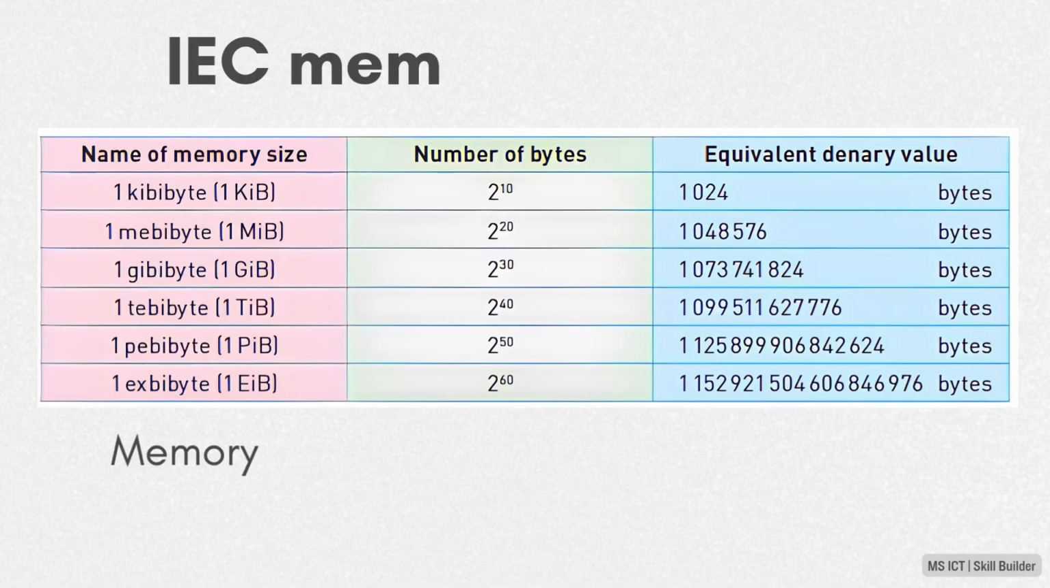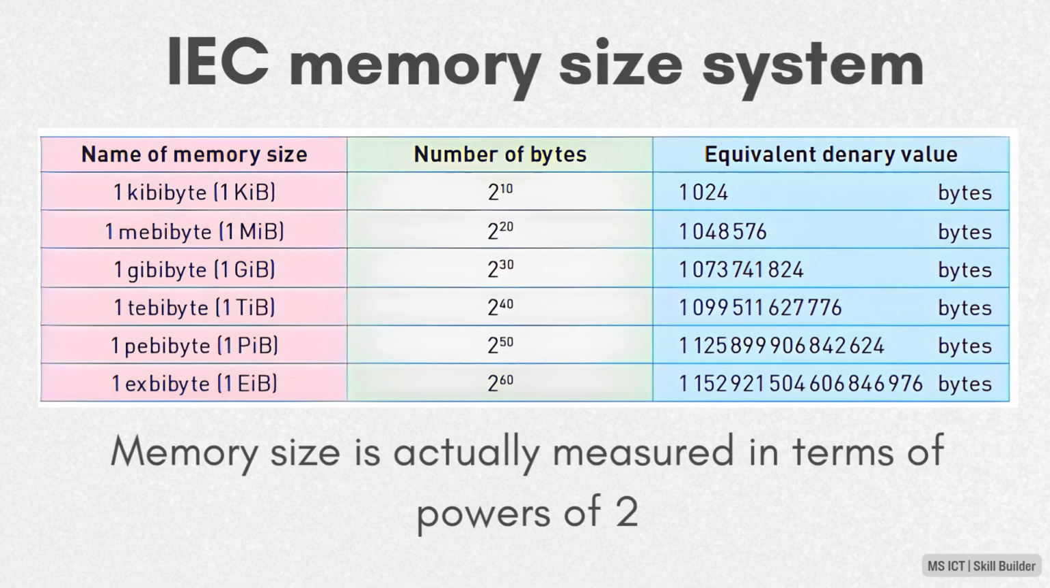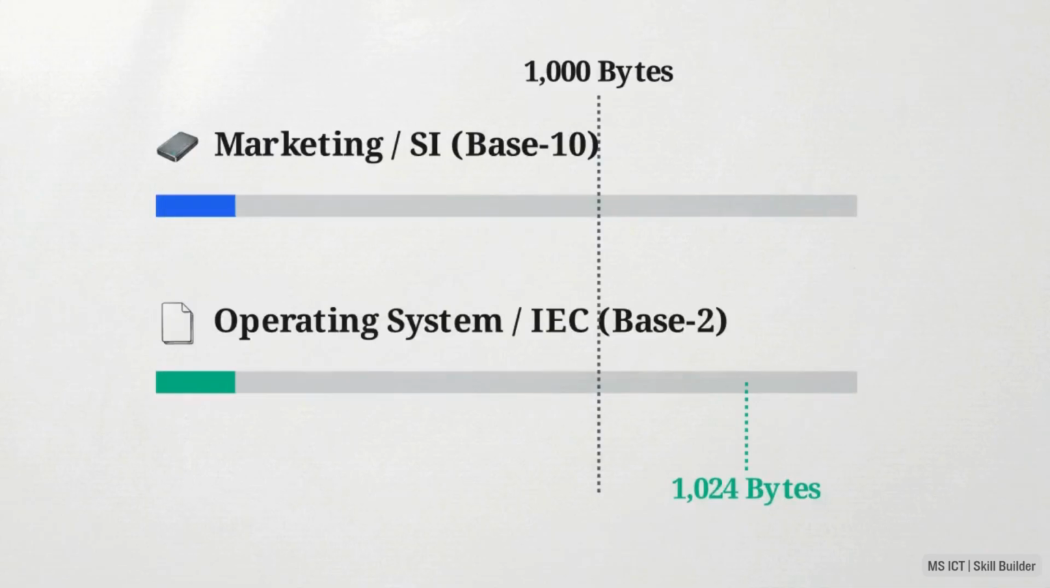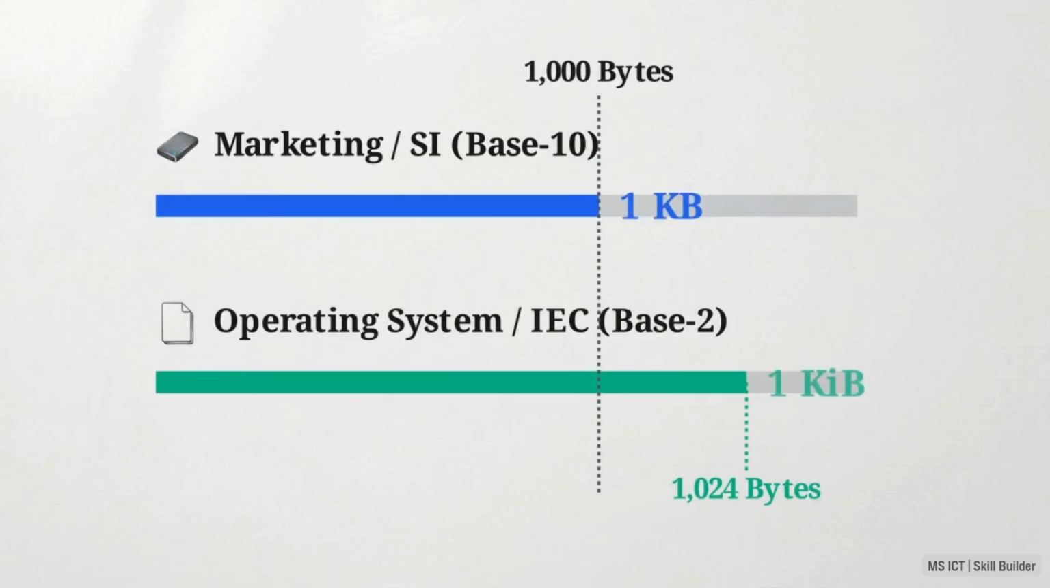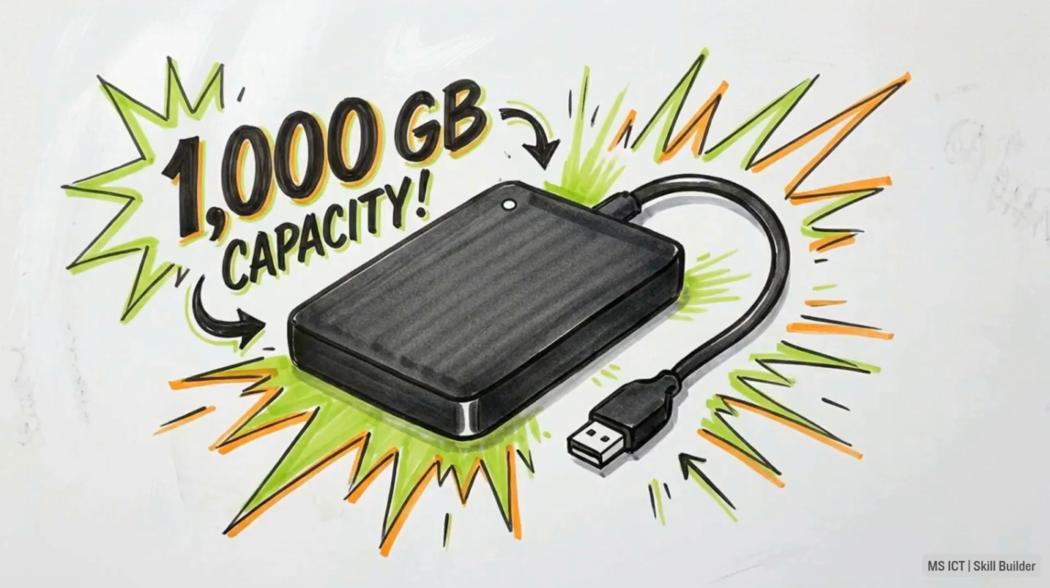This table shows the internal base 2 standard your computer uses, laid out by the IEC. Because it scales in powers of 2, the multiplier is 1024. 1 kibibyte is 1,024 bytes, and 1 mebibyte is 1,024 kibibytes. It takes more individual bytes to reach each threshold on this ladder. This gap in reported space exists because operating systems calculate capacity using these base 2 logic units, while hardware is marketed and sold using base 10 units.